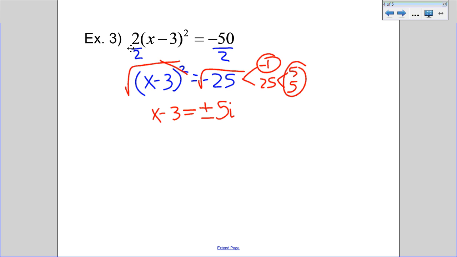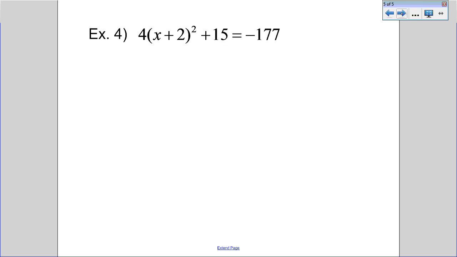Now the difference here is I have to add 3 to each side. But even though 25 is a perfect square, because it was negative 25 to start with, we have this imaginary number. So we added 3 to each side, which makes it a positive 3. We have our plus or minus, and then 5i. We're not going to be able to add those together like we did last week. It's going to have to stay as a complex number because one of them is imaginary, one of them is real.